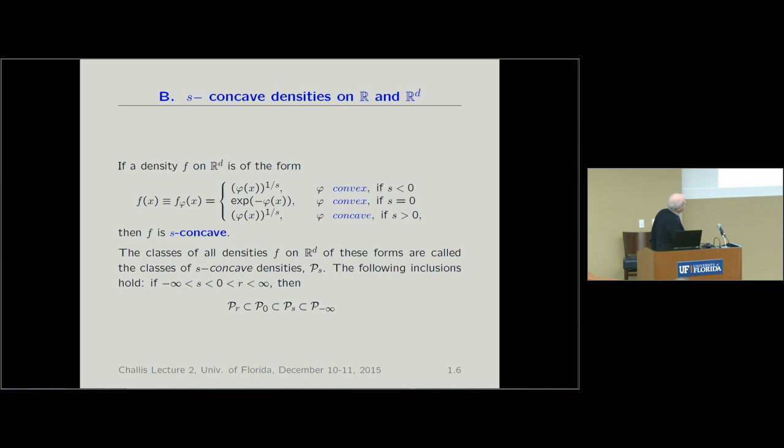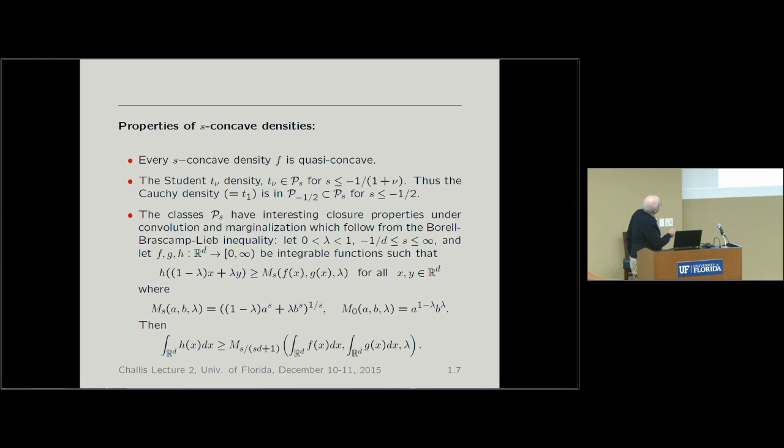The s-concave classes don't have quite as nice preservation properties, but it is true that every s-concave density is quasi-concave. This is unimodal, essentially. One peak, one bump. No side bumps. The T-densities are all s-concave with s being less than or equal to 1 minus 1 over 1 plus the degrees of freedom.